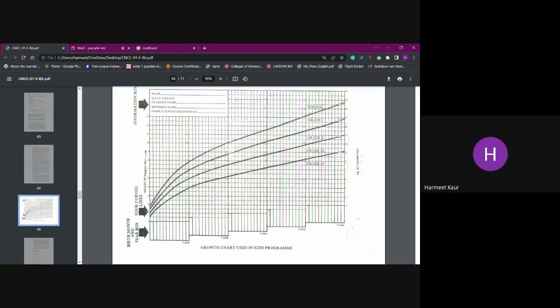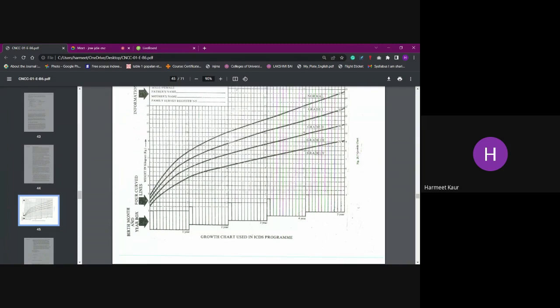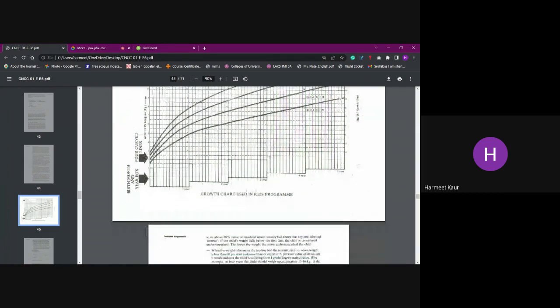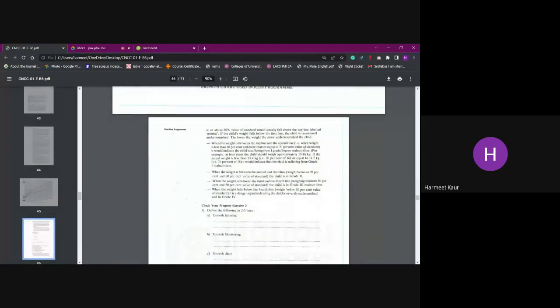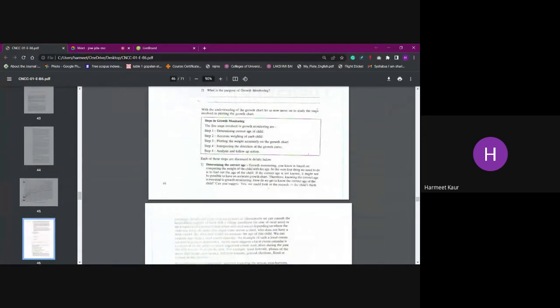Okay, so this is how they will be doing plotting. So you have normal. If any points come above this first line, that means the child is growing normally. If it comes between this first and second line, that means the child is suffering from grade 1 malnutrition, and so on. Okay, so this is your growth chart, and in India we use the weight for age growth chart, and particularly this is one of the most common components which we use in ICDS.